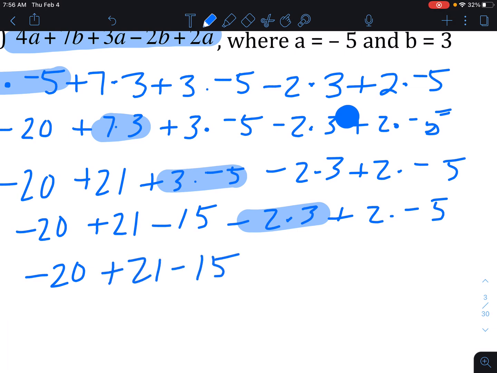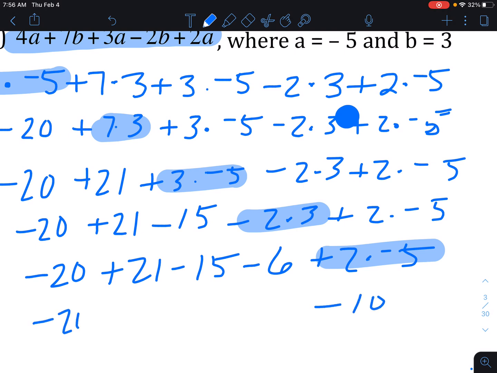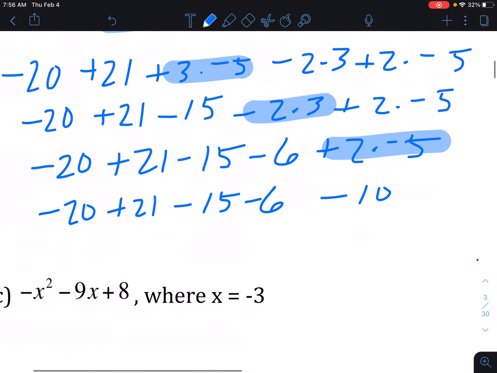So that'll multiply to get -6. And then multiply again. That'll be -10. And then you can add or subtract left to right. So -20 plus 21 is 1, -15 is -14, -6 is -20, -10 is -30.